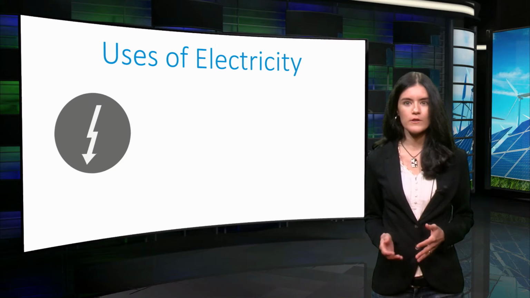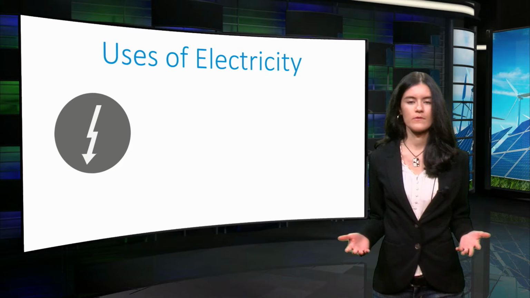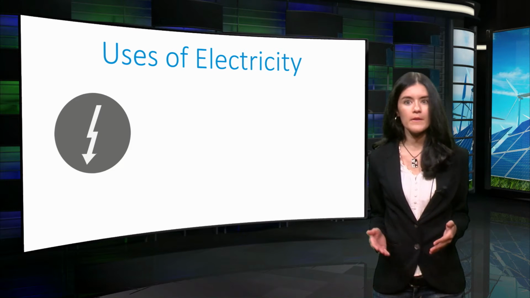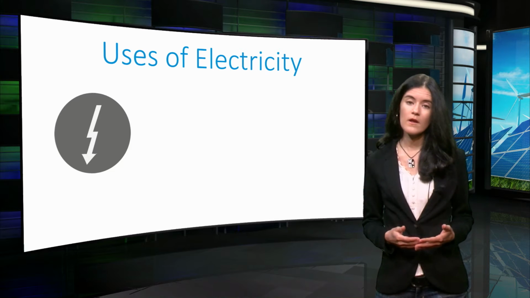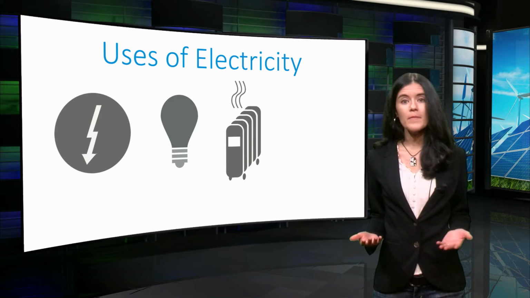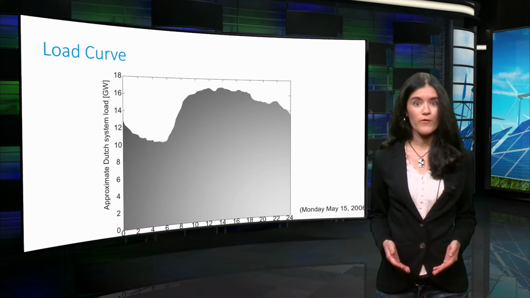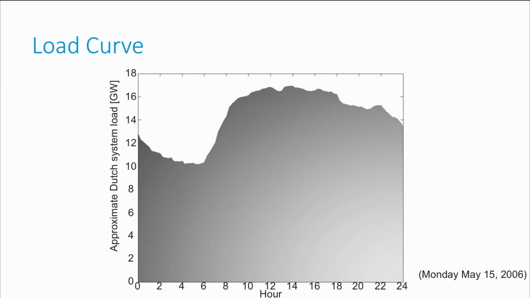Electricity can be converted into many other energy forms. For example, it can be transformed into energy forms that can be directly used by the consumers, like light, heat, and mechanical energy. A load curve or load profile shows the variation in the electrical load or demand. This variation is shown for a specific time frame, for example, a day.